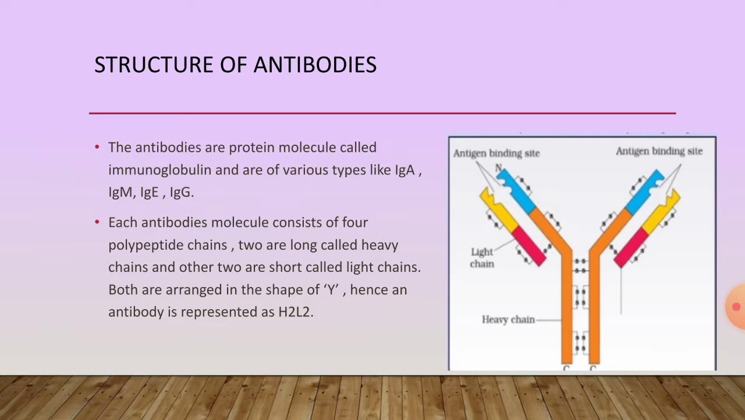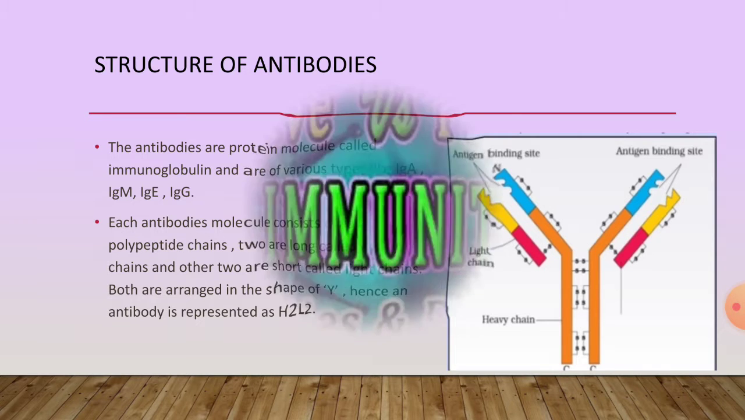Now, what is the structure of antibodies? Antibodies are protein molecules called immunoglobulins and are of various types like IgA, IgM, IgE, IgG. Each antibody molecule consists of four polypeptide chains. Two are long, called heavy chains, and the other two are short, called light chains. Both are arranged in a Y-shaped structure, hence the antibody is represented as H2L2.